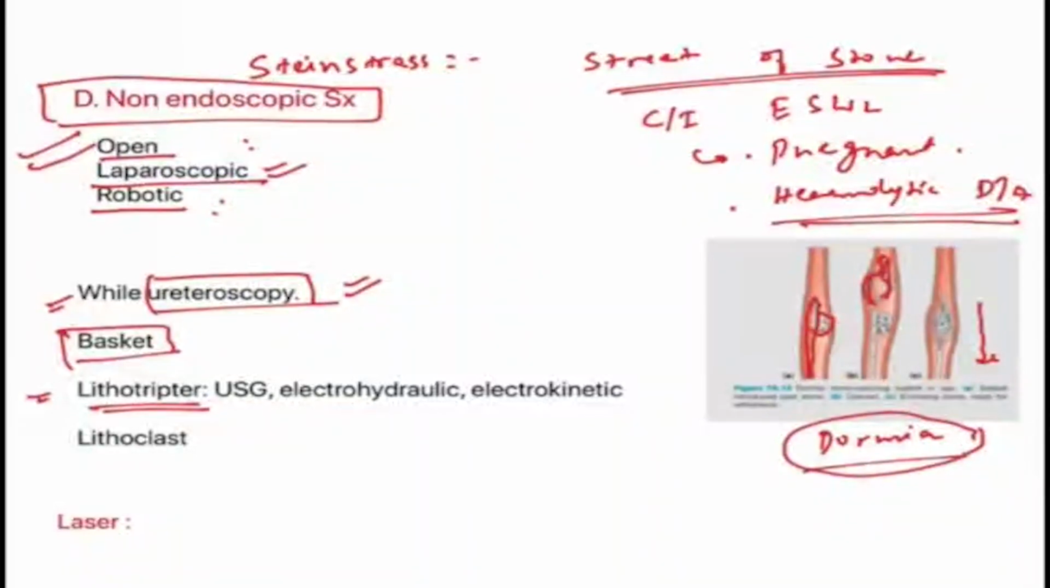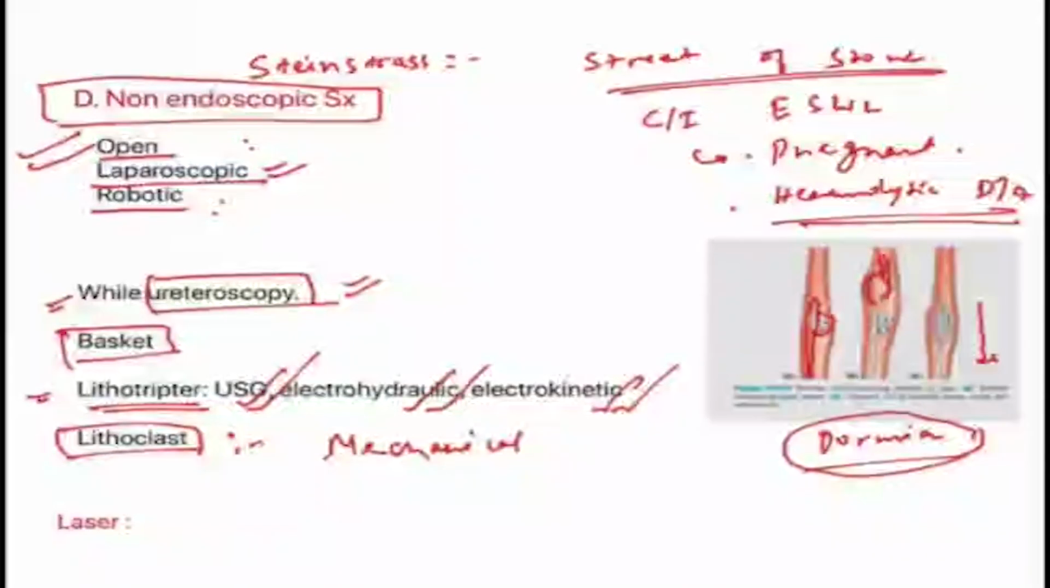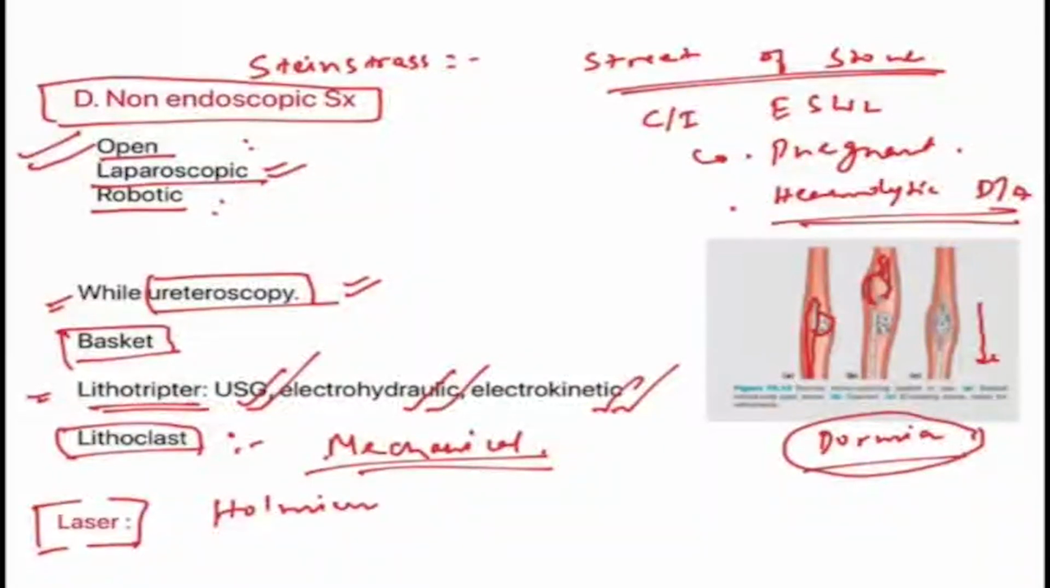Another is lithotripters. Lithotripters are methods to fragment the stones via the endoscopic route: ultrasonographic, electrohydraulic and electrokinetic lithotripters. Then lithoclast. Lithoclast is mechanical fragmentation of the stone. Then there is laser treatment also for stones, in which the most commonly used is the holmium YAG laser.